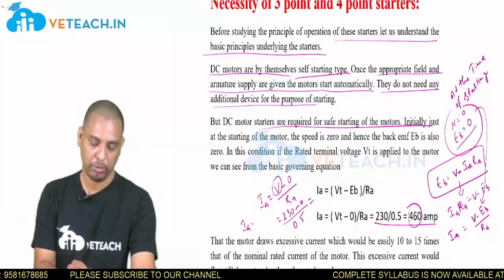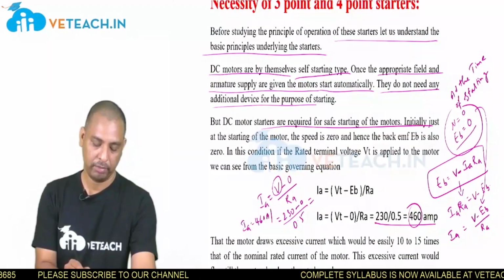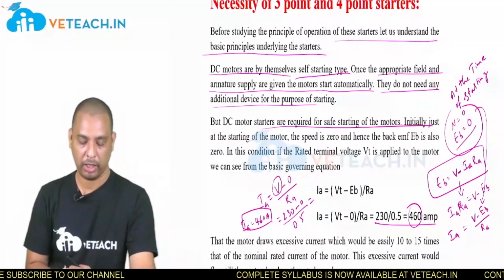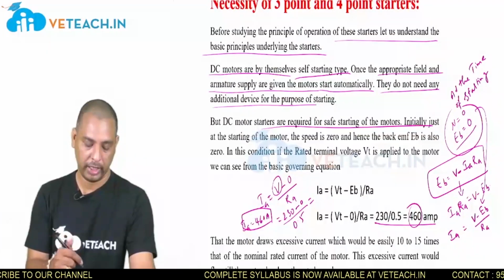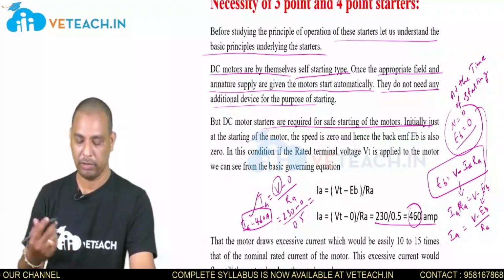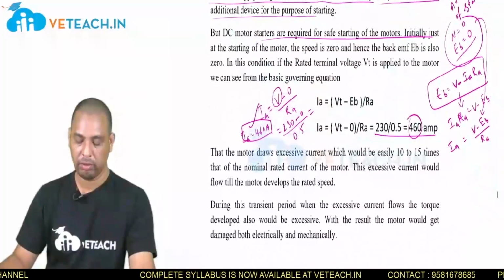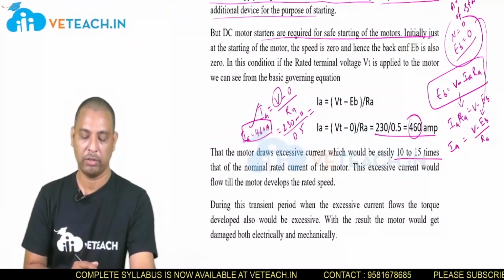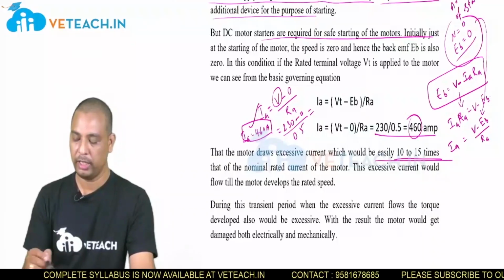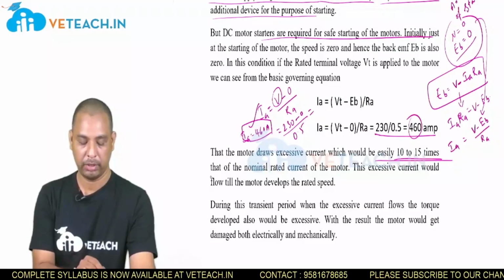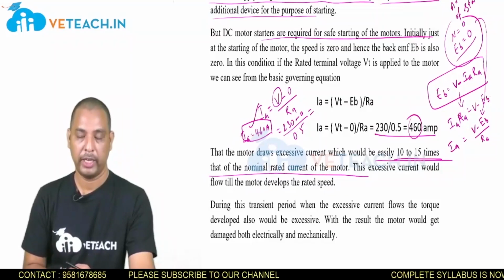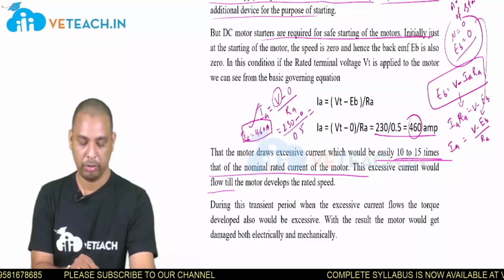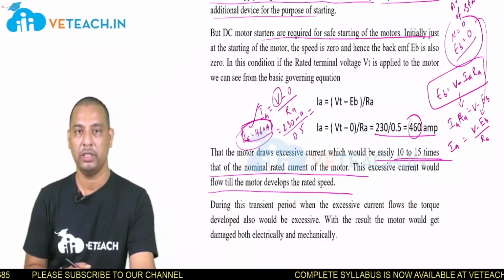Now, we are getting 460 amperes at the time of starting. So that is the initial armature current the motor is drawing, 460 amperes. This armature current is almost 10 to 15 times the normal rated current of the motor flowing through the motor, and it is going to damage the DC motor.